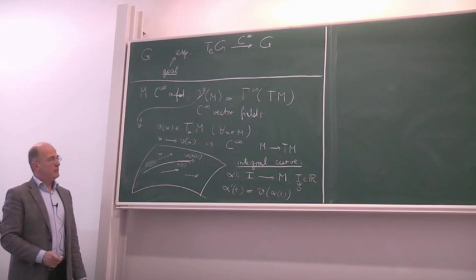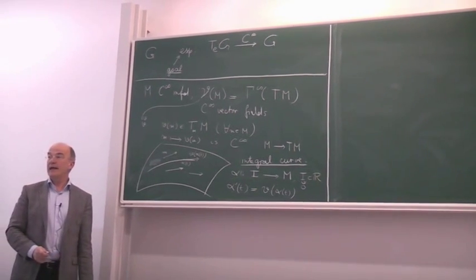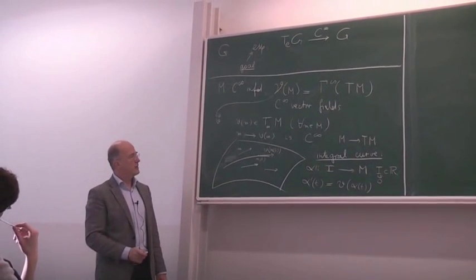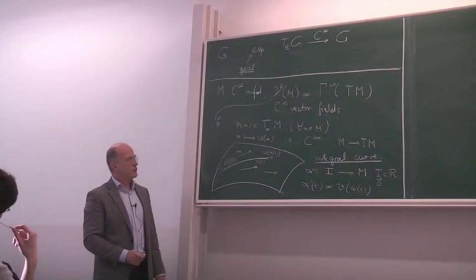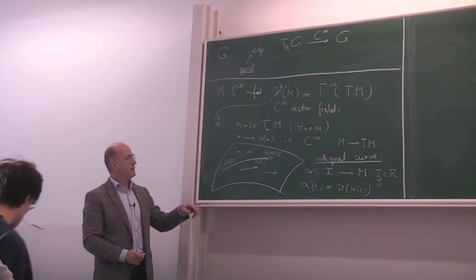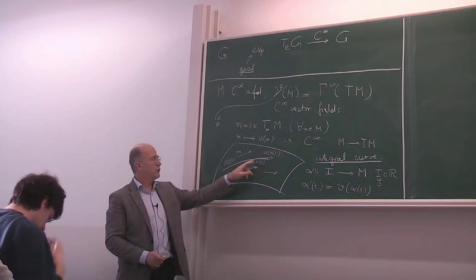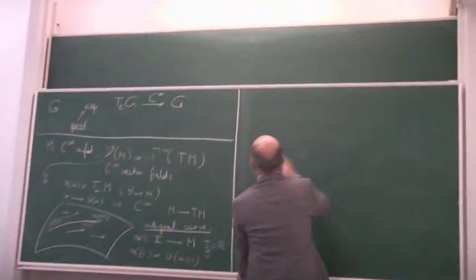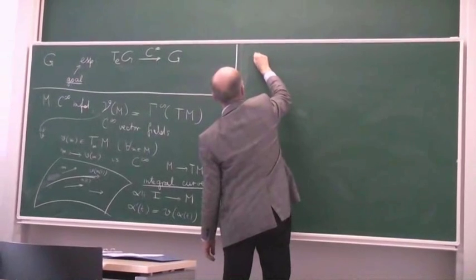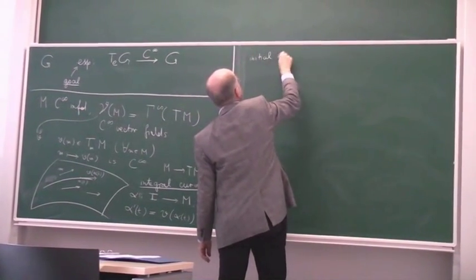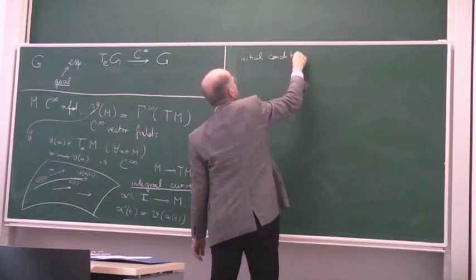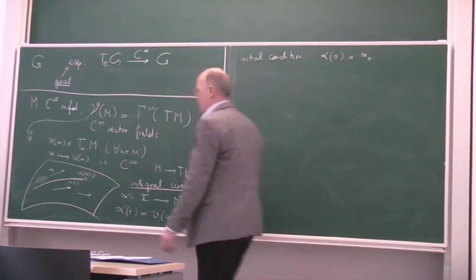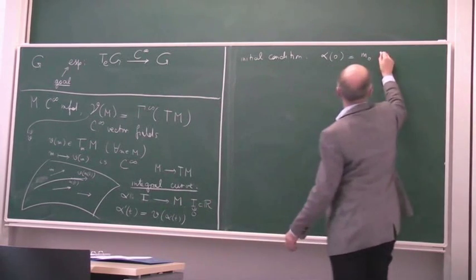And then usually one also specifies an initial condition, and the initial condition is specifying that at a certain point of that interval, the integral curve is at that particular point. So usually there is an initial condition specifying that alpha at 0 should be m0, m0 a given point of the manifold.